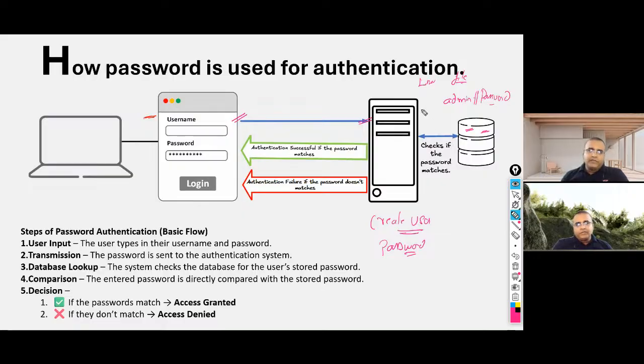So when I log in the next time, I'm going to give the username as admin, followed by the password as password. Now when the server gets this information, which has been transmitted to the server, it will check the database for the admin: what is the password that has been assigned? It will check that the password is actually password, and compare it with what has been entered by the user at the moment. If both match, the authentication is successful, and the user is granted access into the application.